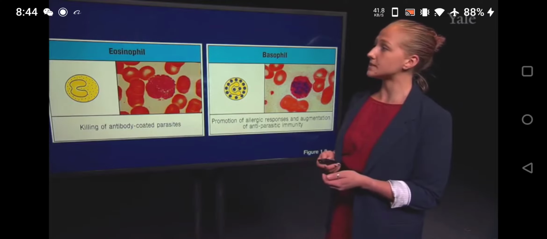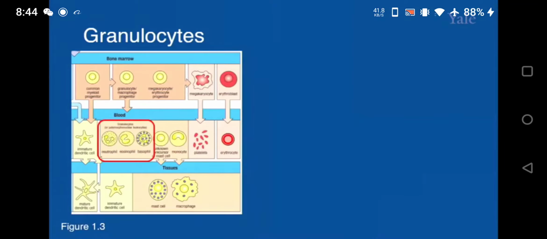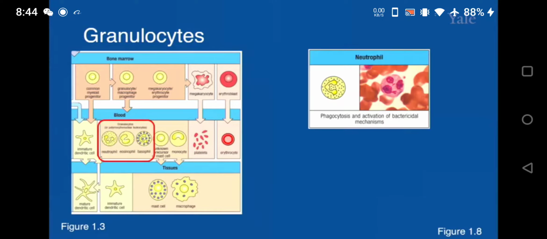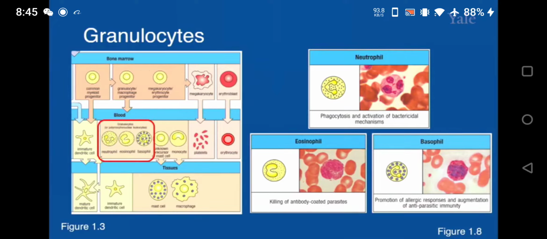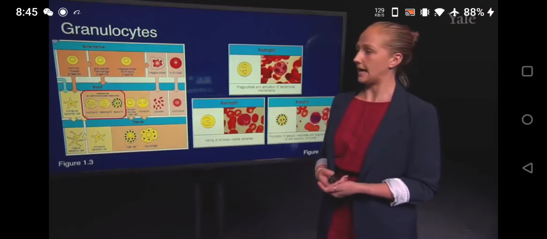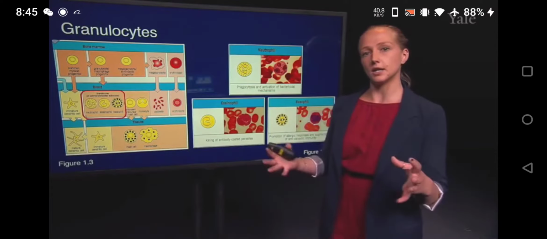However, it's important to note the very general properties of these granulocytes. Again, granulocytes are composed of neutrophils, eosinophils, and basophils, and in general they have the property that they have granules within their cytoplasm that contain antimicrobial and bactericidal enzymes, and they have these elongated, oddly shaped nuclei.